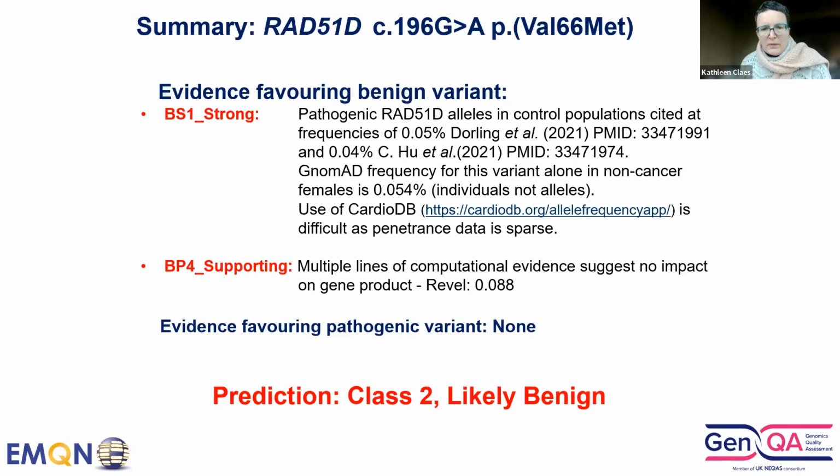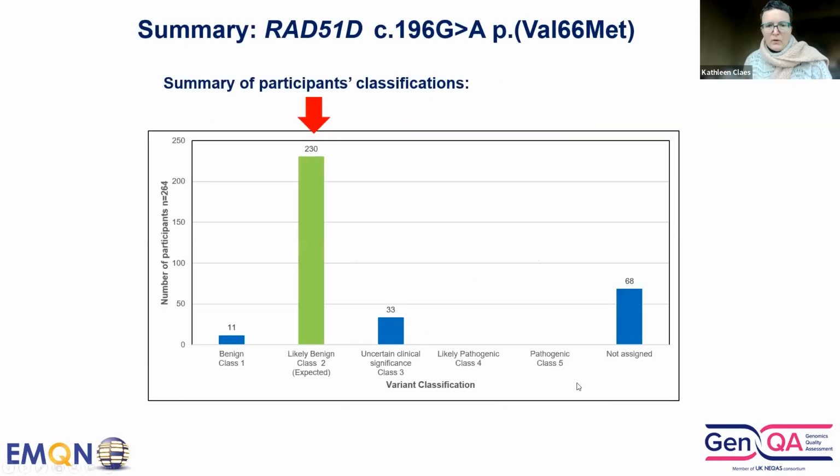Furthermore, there are multiple lines of computational evidence that suggest no impact on the gene product. So that's why we applied BP4. REVEL had a value of 0.088. And we did not find any arguments pro pathogenicity. So that's why we came up with likely benign. And this is also what the majority of you came up with. So many of you classified it as likely benign.